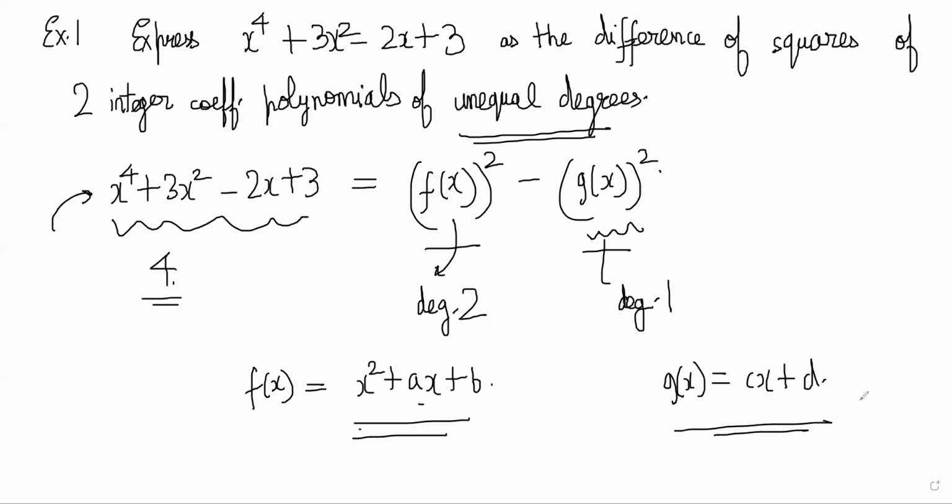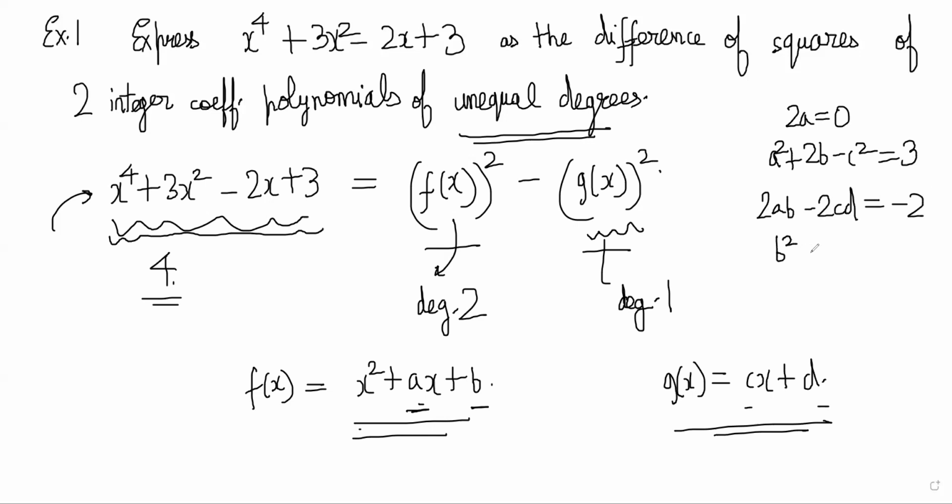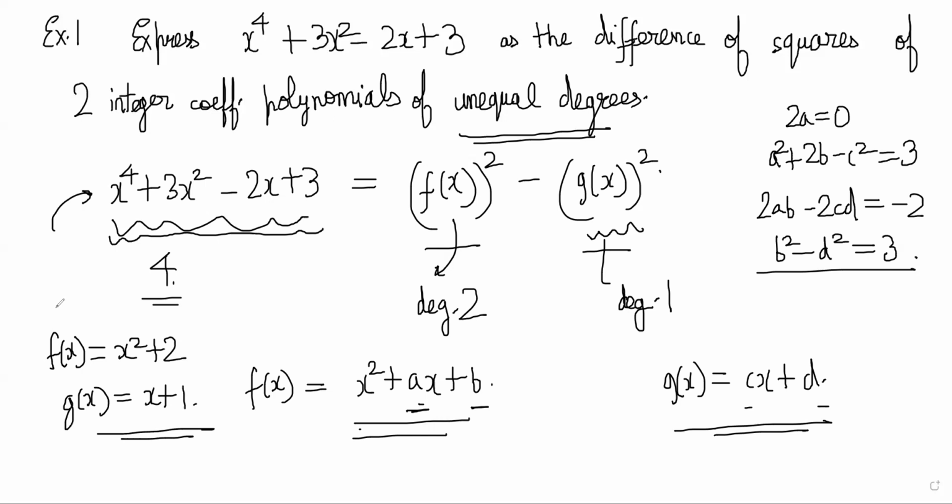And you have 4 variables a, b, c, d. You are supposed to simplify by expanding and getting equations on a, b, c, d. The reason we are able to equate and get equations on a, b, c, d is because we know the identity that if two polynomials are equal, then their terms of the same power should have the same coefficients, right? We know the coefficients on the left-hand side, so we'll be able to form equations like this. After doing a little bit of algebra, you should get equations like this. 2a is equal to 0, a square plus 2b minus c square is equal to 3, 2ab minus 2cd is equal to minus 2, and b square minus d square is equal to 3. Now, using these equations, we can solve for a, b, c, d, and finally, you will get f of x equal to x square plus 2, and g of x equal to x plus 1. That becomes our solution. Let's look at another problem.